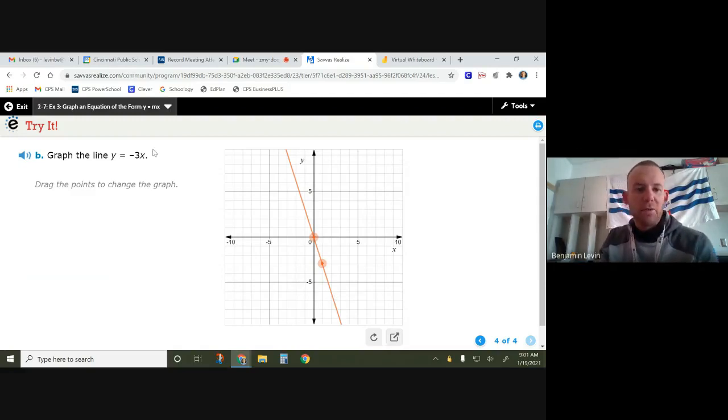Y equals negative 3x. This is the same as negative 3 over 1. So we went down 3 and right 1 and put another point, right? You see how that works? Start at the first point, go down 3, go over 1, plot the second point. So our slope, I should say, is negative 3 over 1. Rise was negative, down, and run was positive, to the right.